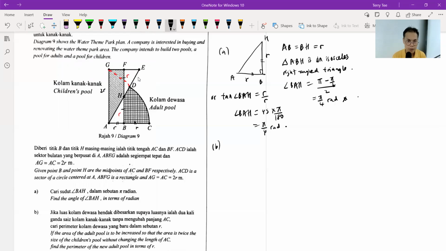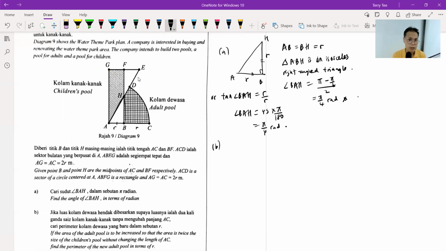Okay, second one. If the area of the adult pool is to be increased so that the area is twice the size of children's pool, without changing the length of AC, find the perimeter. This part is confusing because they say area of the adult pool is increased. That means you don't change the children's pool, right? If you don't change the children's pool, we cannot change this triangle already. This triangle is fixed, right?